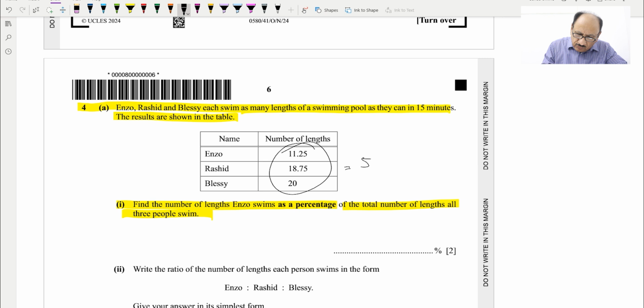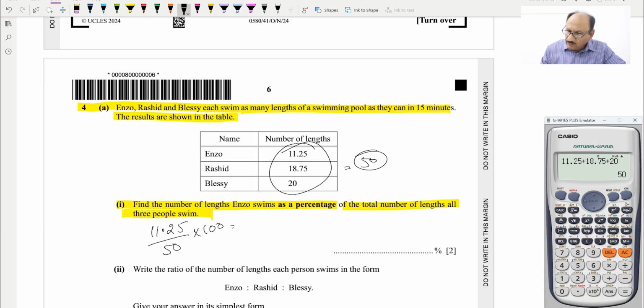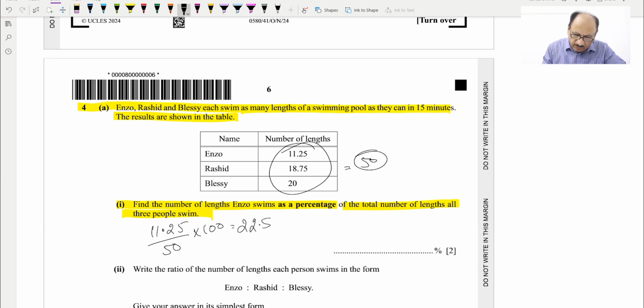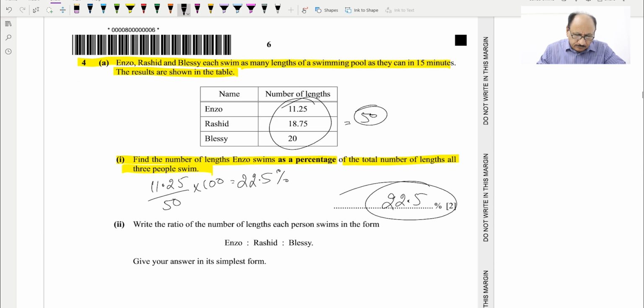So total is 50. So for Enzo, it will be 11.25 divided by 50, and into percentage will be equal to, we can write 11.25 over 50 into 100, and this is 22.5. So 22.5%, or we can write here 22.5%. It is 2 marks, which is done.